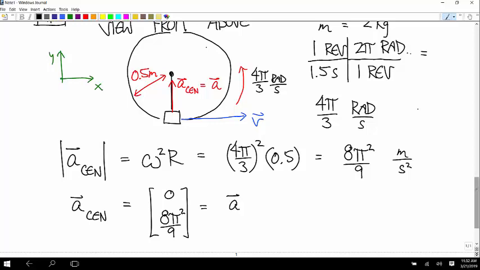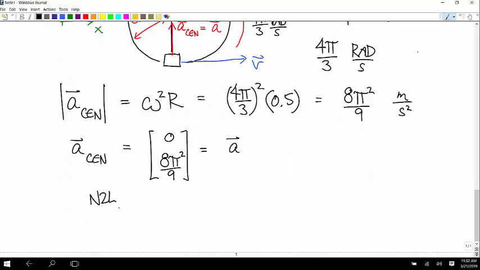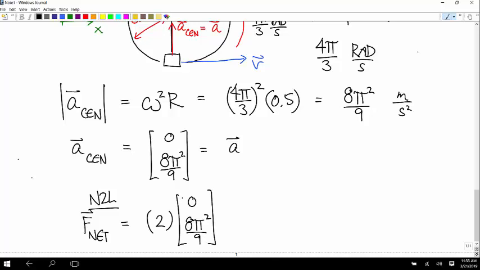And now finally, the net force, Newton's second law, says F net is equal to the mass, 2 kilograms, times the acceleration vector. And so that is 0 for x, 32 pi squared over 9 for y. And it's all SI units, so that's newtons.